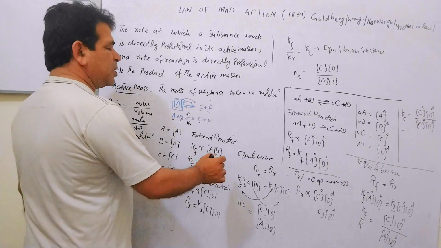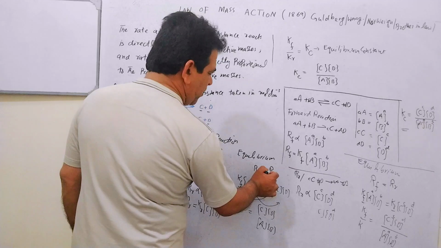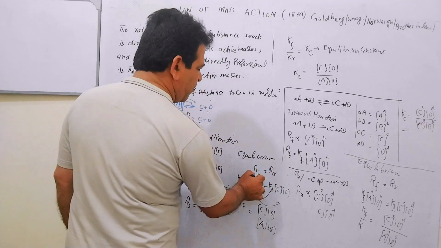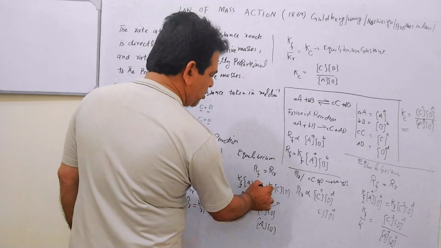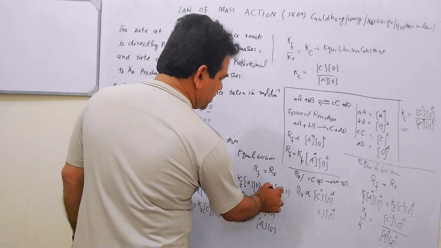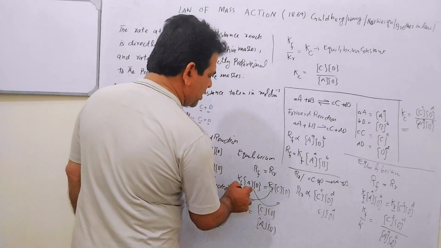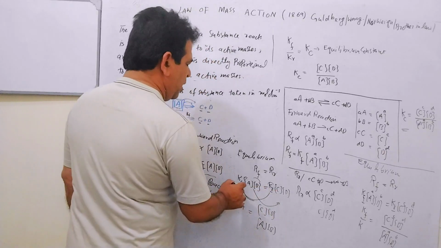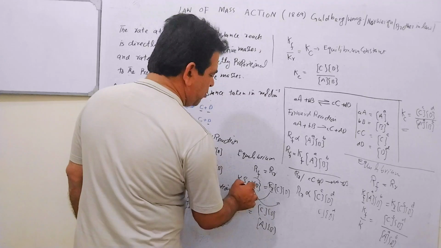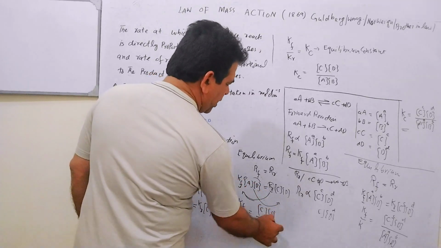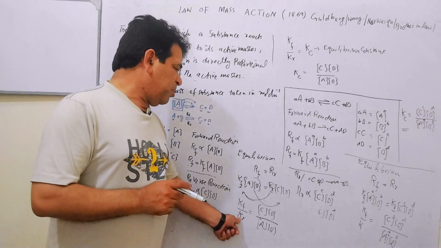Now at the equilibrium stage, what happens? The rate of forward reaction becomes equal to the rate of reverse reaction. As we know, the rate of forward reaction is Kf into [A] into [B], and it is equal to Kr into [C] into [D]. Now we take the constants on one side and the reactants and products on the other side. Kf will be divided by Kr, and similarly [C] and [D] will be divided by [A] and [B].